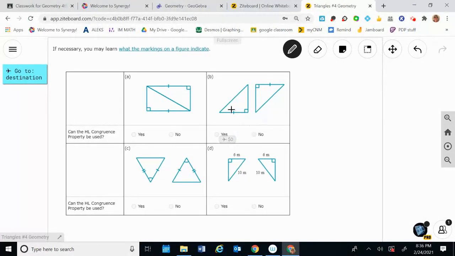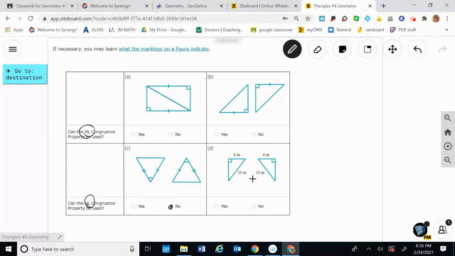Okay. Here, in this particular one, they're asking us whether or not we can use the HL theorem. I think you guys are going to be fine with this, but I just included it just in case. Remember, to use HL, you have to have a right triangle. Okay, so right away, this is going to be no. There's no right triangle. Okay, see?